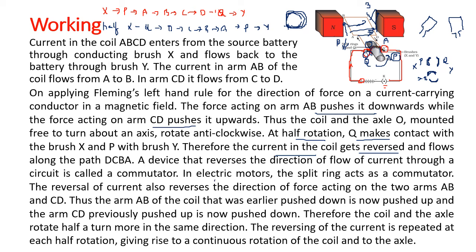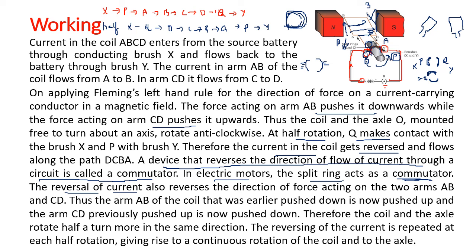Okay, now you can see the electric motor, the split rings act as a commutator. This half ring, split ring and these brushes, they act as a commutator. What does the commutator do? It reverses the direction of the current at half cycle. The device that reverses the direction of flow of current through a circuit is called a commutator. So the commutator will change the direction of the current at every half rotation. So this is the entire working of the electric motor.